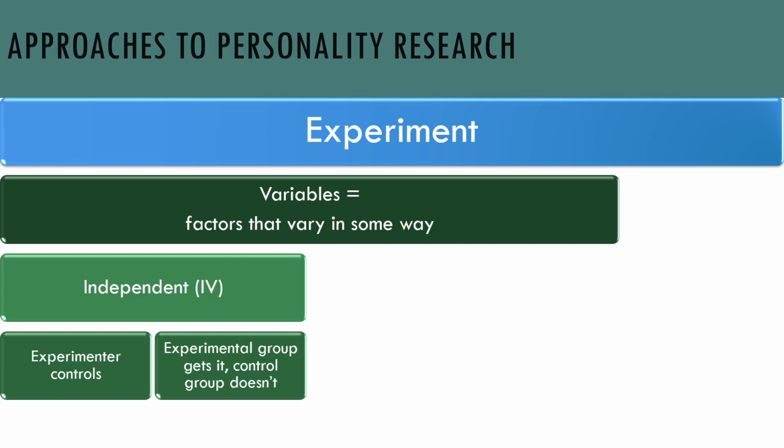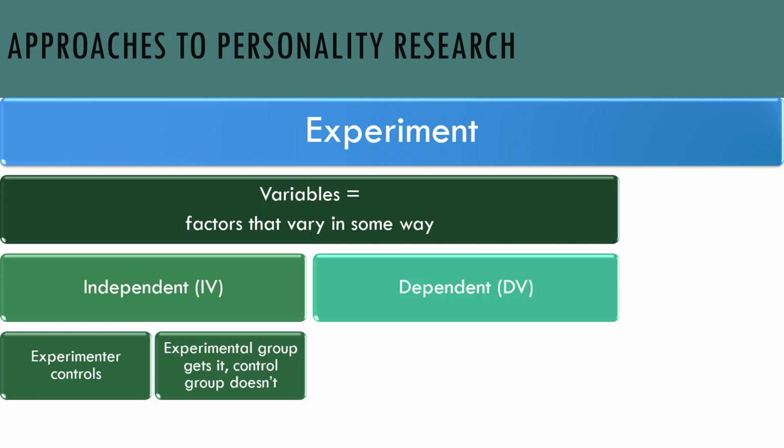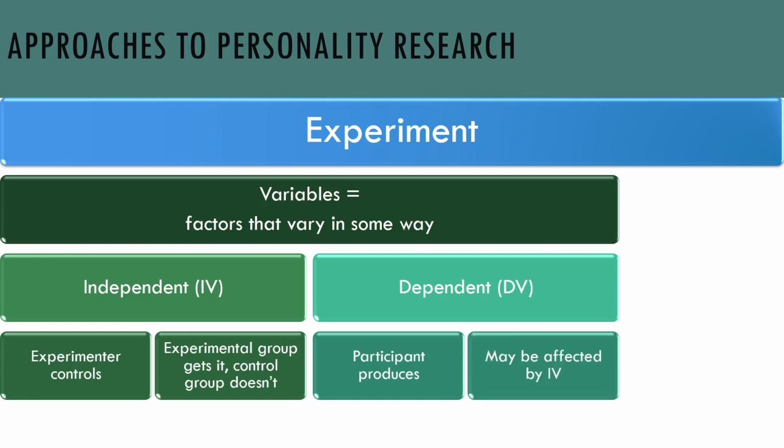Now, it's really super important that the experimenter has control over that independent variable. It's something that the experimenter gets to assign you to. And I'll explain why that's so important in a second. The other kind of variable is the dependent variable. And this is something that the participant produces. Our hope is that they will produce different responses based on their experience with the independent variable. We're hoping that the experimental group will give different responses than the control group does.